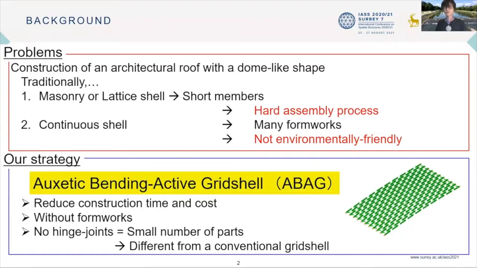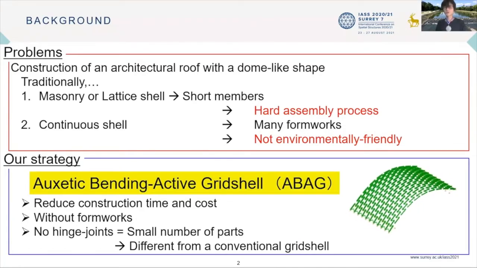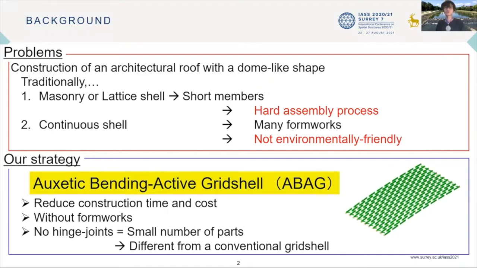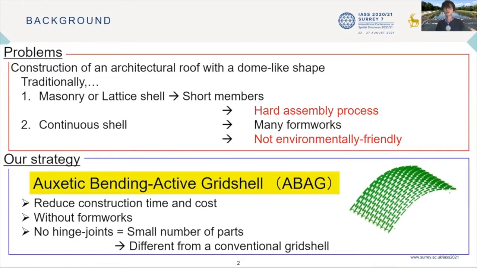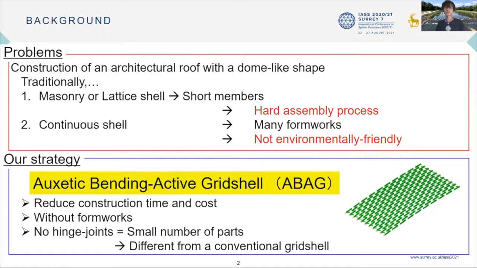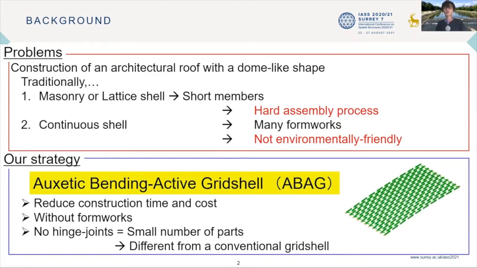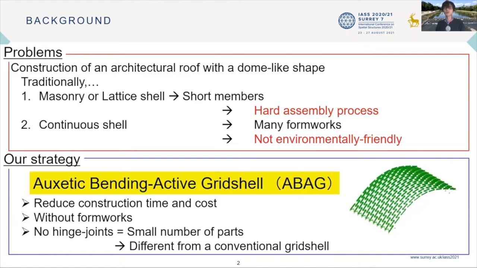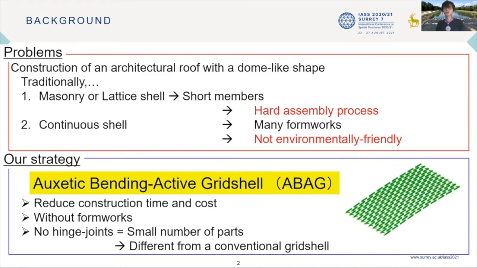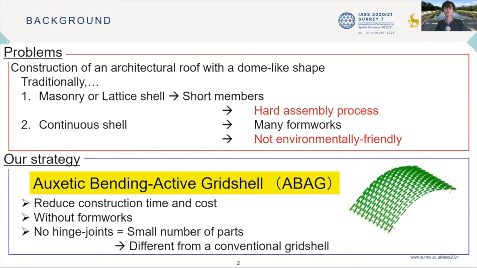The roof covering a space that accommodates a large number of people is called a spatial structure, and it protects the space from external effects such as seismic motion to ensure the safety of people. Traditionally, to construct an architectural roof with a dome-like shape, masonry, lattice shell, or continuous shell has been applied.